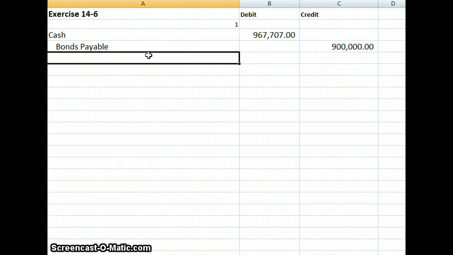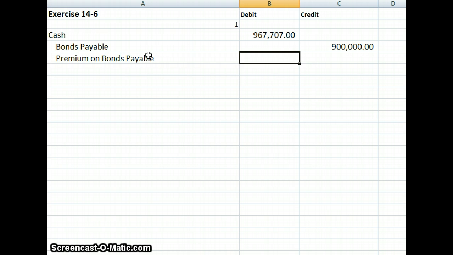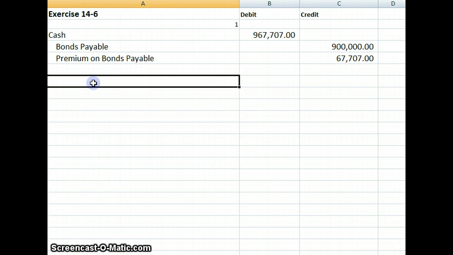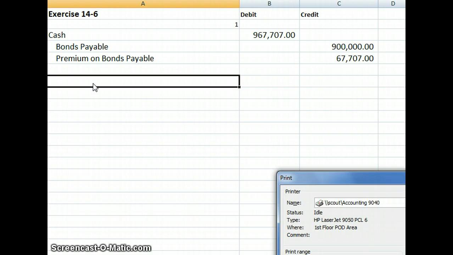What's left? Well, since we sold the bonds, we're getting more cash than what we had issued them for. The bonds are being sold at a premium. So we are going to have a premium on our bonds payable, which is basically just going to be the difference, $67,707. So that bond premium then is going to be amortized over the life of those bonds, so over those 20 years. So that's the point. That's the first one. Let's go to the second one.